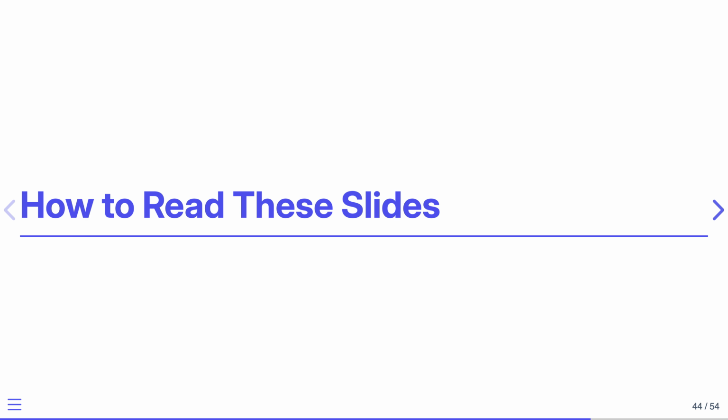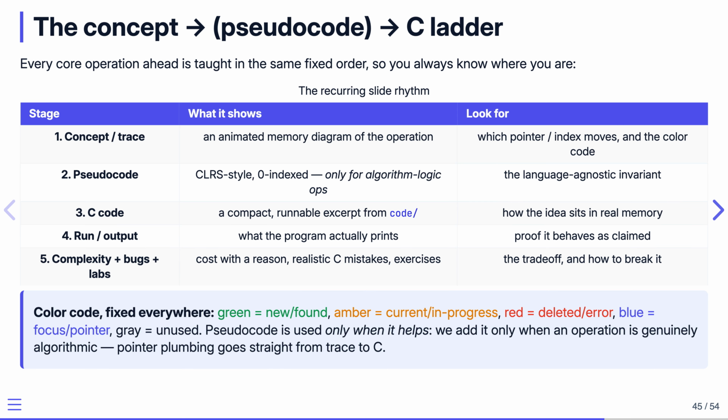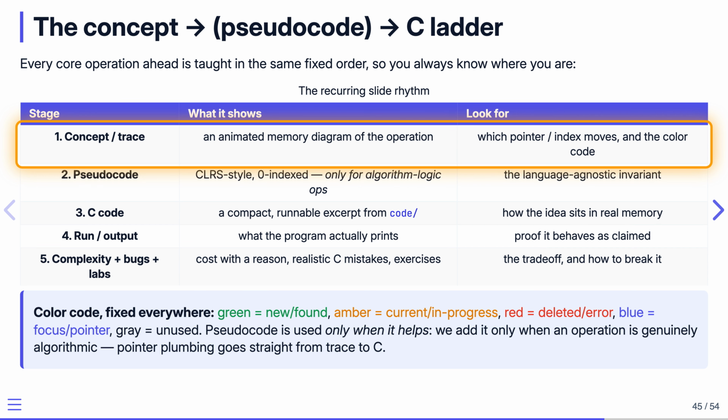Now we turn to how these slides are built. One quick map, so you always know where you are on any topic. Every core operation ahead follows the same 5 steps in the same order. Once you know this ladder, you always know where you are.